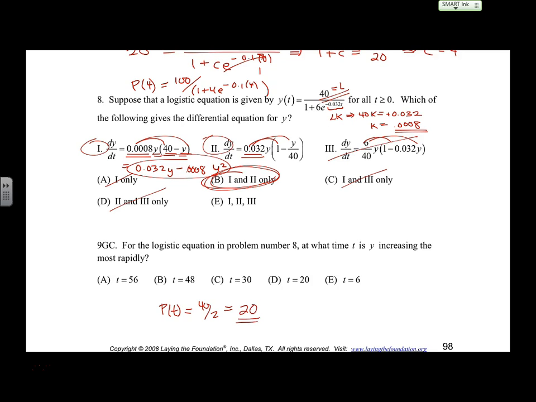But that's not T. That's P, population, and we plug in. Does that make sense? And what are we plugging that into? We have to set that equal to the equation up above, but it's a graphing calculator problem, so we just set 20 equal to 40 over 1 plus 6 e to the negative 0.032 t, and find the intersection point. So 20 equals 40 over. Does that make sense?